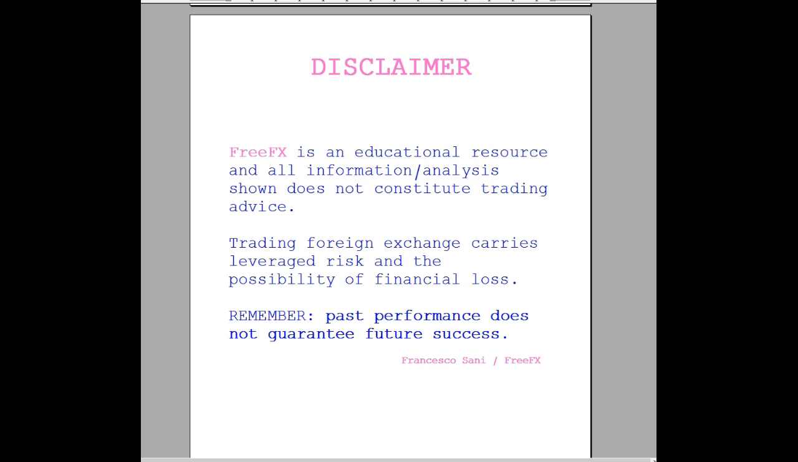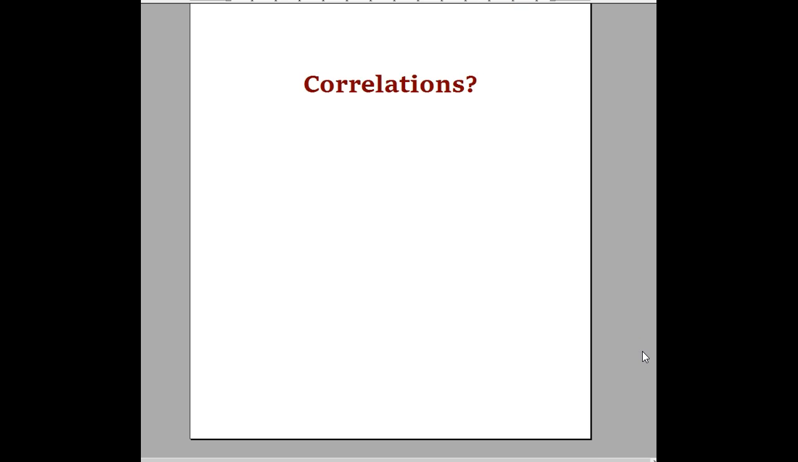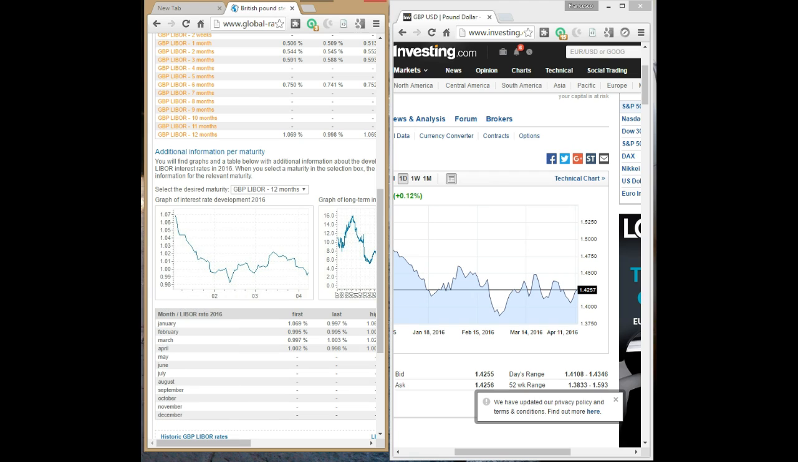This is a disclaimer, and today we're going to talk about correlation between currencies and other asset classes. So the topic of the day is correlations. Now, the next thing we're going to look at is correlations between currencies and other aspects, other sources, if you like. So we'd like to start with the British pound.